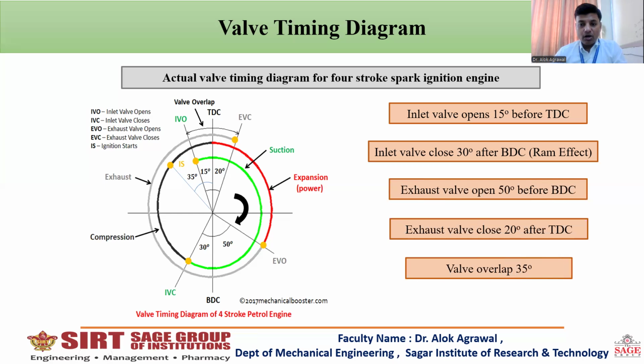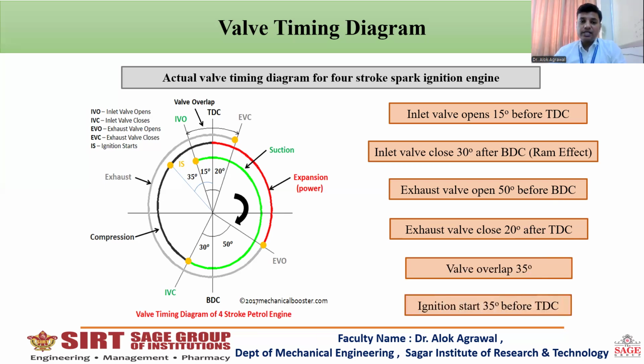Now, there will be a valve overlap. In the case of the ideal cycle, there will not be any overlapping of valves. What does overlapping of valves mean? For the same time, both valves are open. In the ideal cycle, one valve will close, then only the second valve will open. But in the actual cycle, there is an overlap of 15 plus 20, 35 degree. For this 35 degree, both the valves are in the open position.